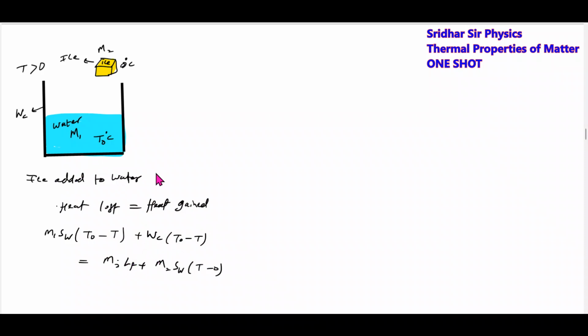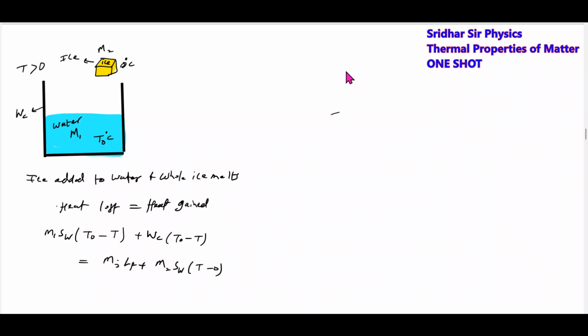Here, when ice is added to water, it's not necessary that the whole ice melts. Only a part of the ice may melt. If only part of the ice melts, what should happen in that case? The temperature of the water should become 0.